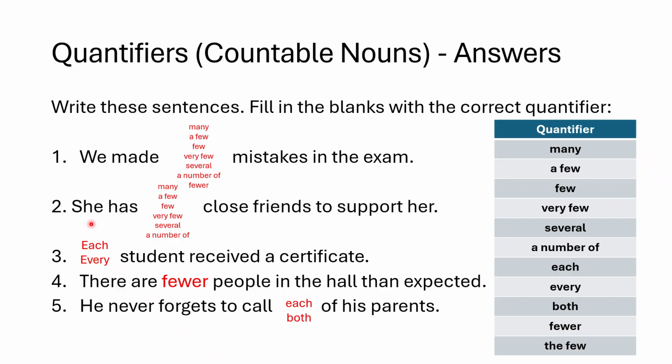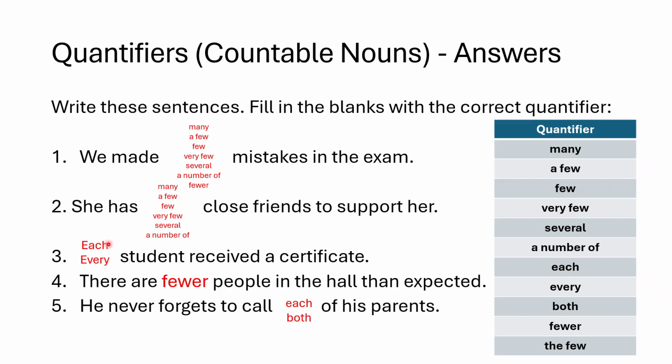2. She has many close friends to support her. She has a few close friends to support her. She has few close friends to support her. She has very few close friends to support her. She has several close friends to support her. She has a number of close friends to support her.